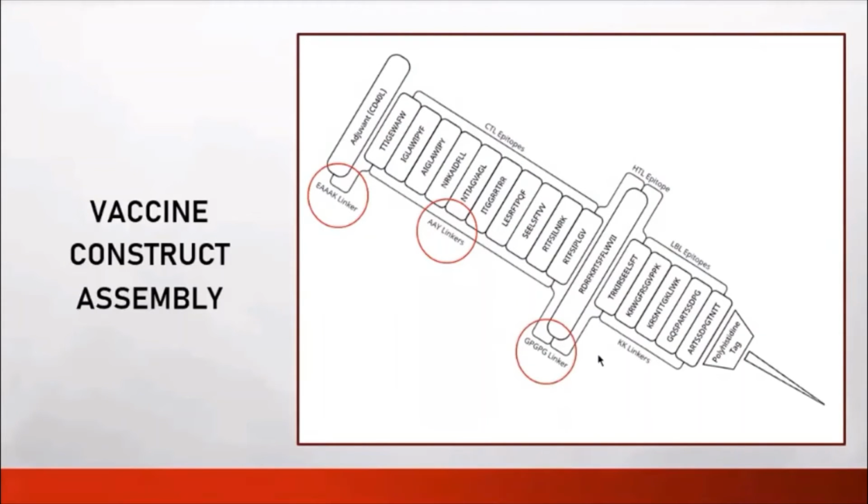GPGPG is designed to be a universal spacer. This linker is able to induce responses of helper T cells. And finally, KK is the last linker I used. I use this for LBL epitopes. Using this linker prevents the induction of antibodies from joined junctional peptide sequences. And finally, I have my polyhistidine tag, which is just used for purification purposes.